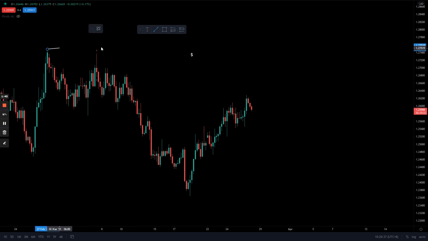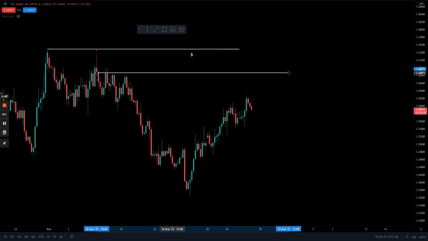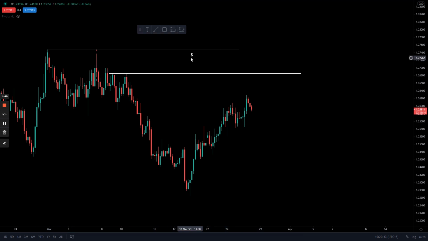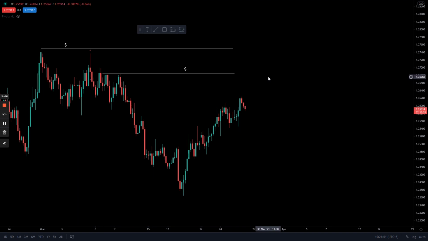Alright, so let's just draw some lines. Draw two levels right here. Okay, and this can just be areas of liquidity. Alright, so we have one there, and then we also have one right there. Alright, so let's just move on into the lower time frames and see how we go.